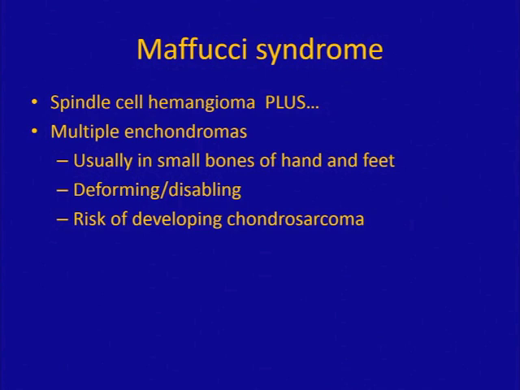And most spindle cell hemangiomas are sporadic and not associated with Maffucci. Maffucci is very rare. I've only seen one case of it personally in my career so far. And the important thing, though, about Maffucci is they have a risk of developing chondrosarcoma from their enchondromas. Enchondromas of the hands and feet usually do not give rise to chondrosarcoma, but in Maffucci syndrome, they often do.